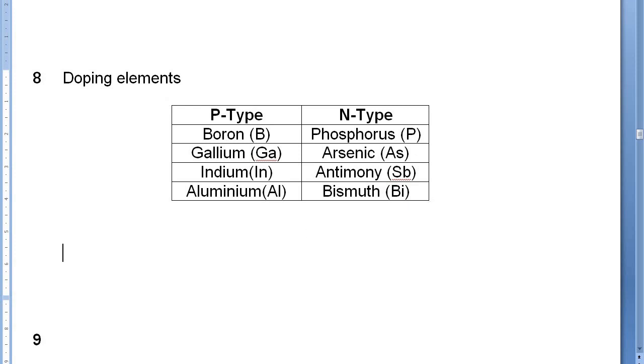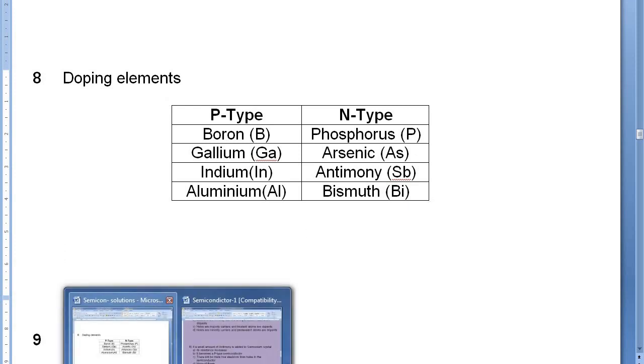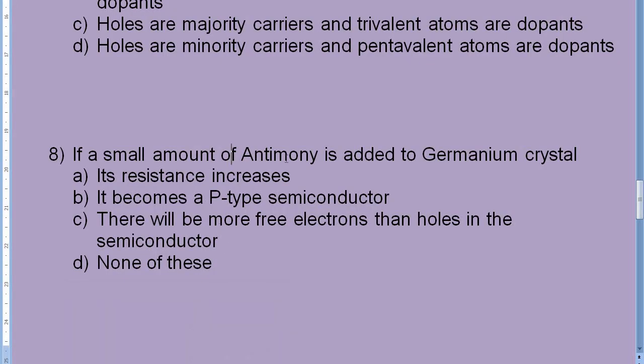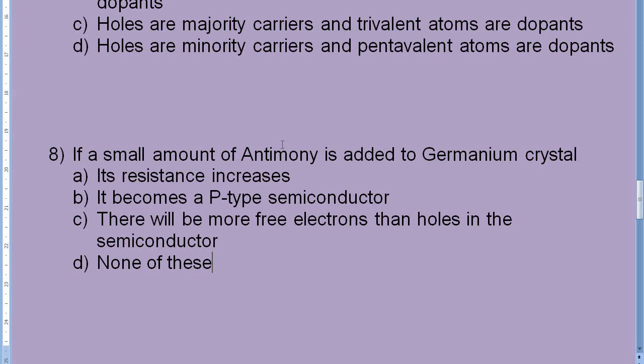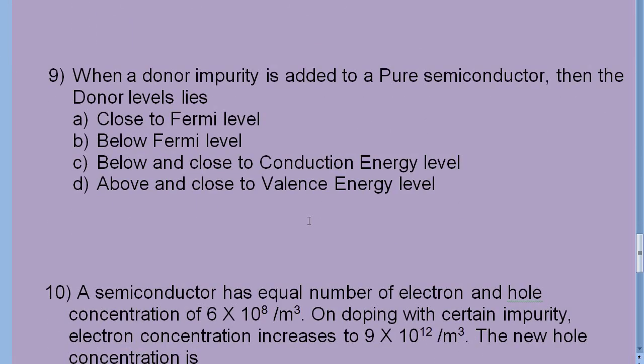In our case, we are adding antimony to a semiconductor. So when we add antimony, there will be more free electrons than holes. If we had added a p-type impurity, then we would have more holes, but here in this case we have more free electrons.